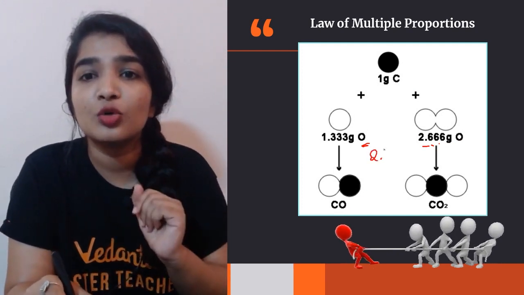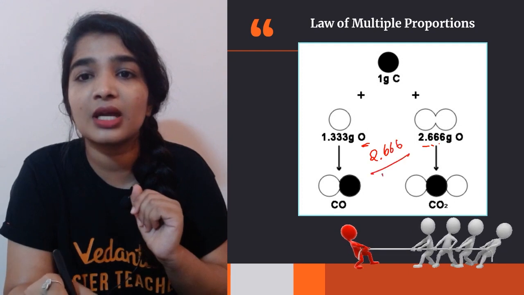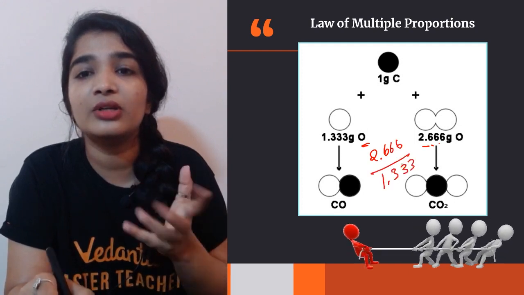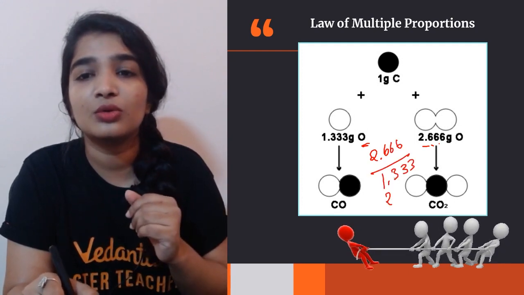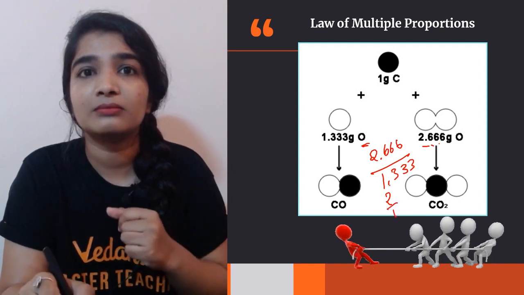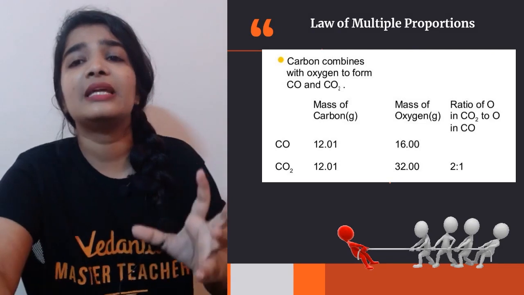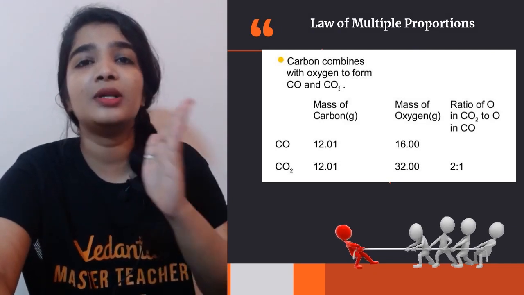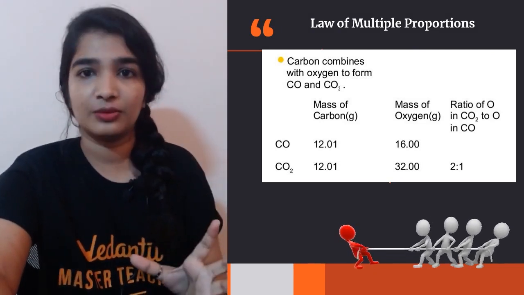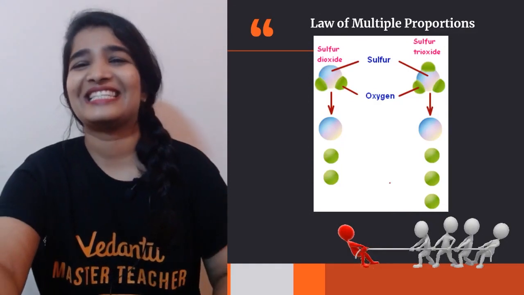Take the ratio 2.666 by 1.333. You will get 2 by 1, right? This is the ratio. You always get it in a simple whole number ratio. Cool? Yes.